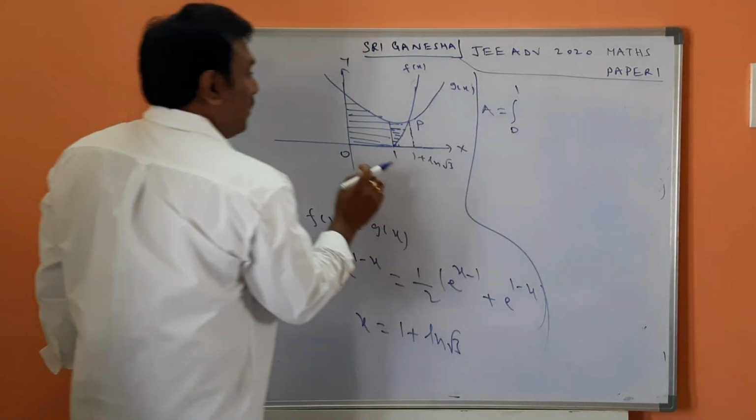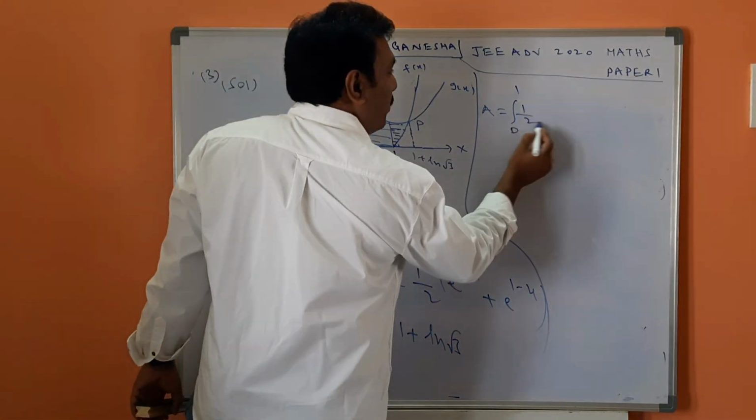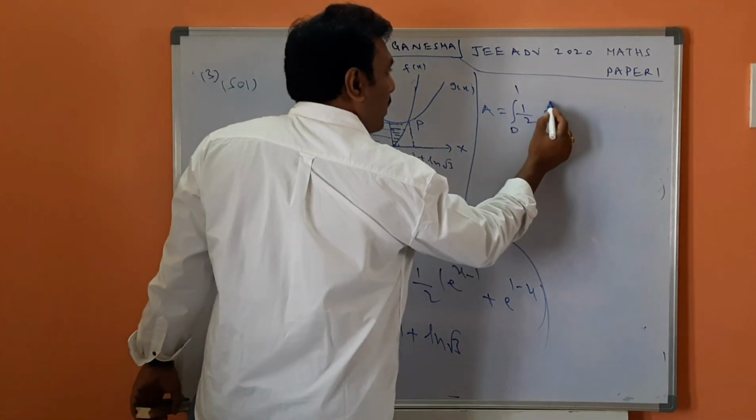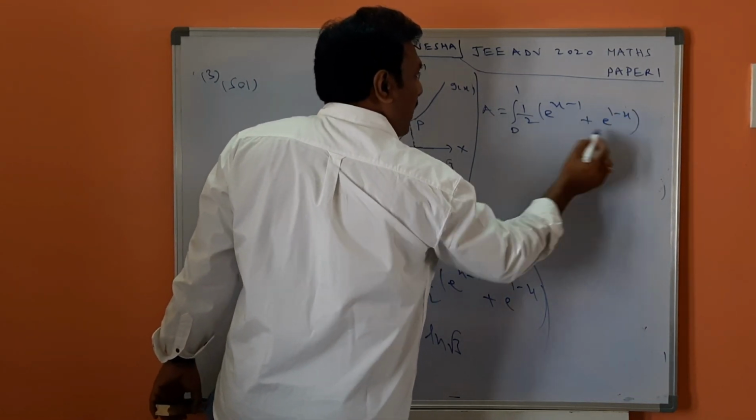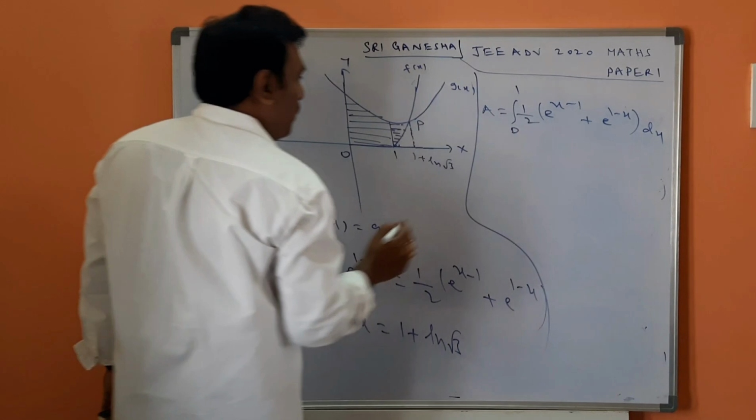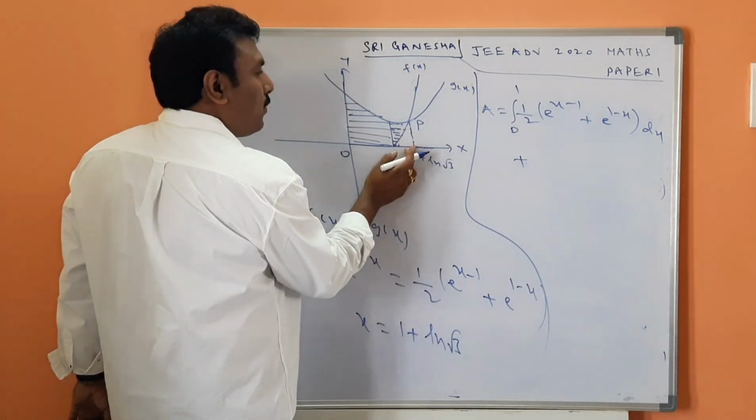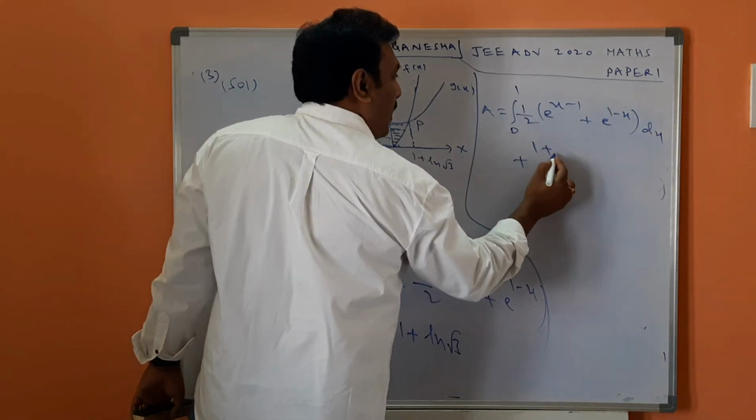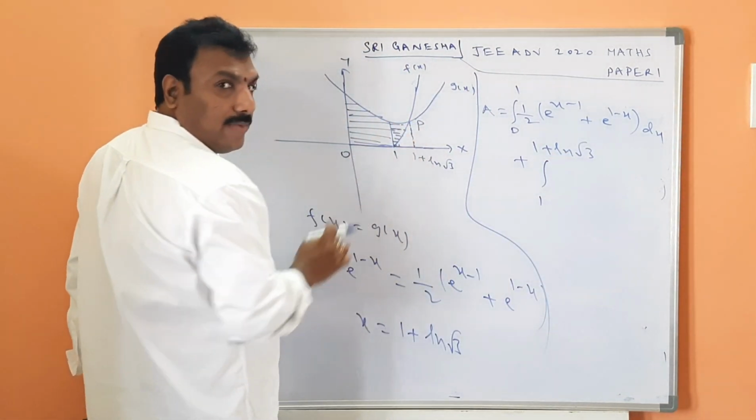0 to 1, only g of x. So 1 by 2 into e to the power of x minus 1 plus e to the power of 1 minus x dx. Second part, 1 to this point, 1 to 1 plus ln root 3. So upper curve minus lower curve.